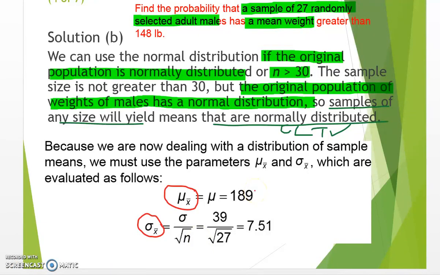So let's continue. As we just mentioned, the central limit theorem applies here. Therefore, the mean of the sample mean would be the same as the population mean, in this question 189. And the standard deviation of the sample mean is going to be sigma over root n, based on the formula that we talked about before, which is going to be 39, the population standard deviation, divided by the square root of the sample size. We're assuming 27 people in a sample, so n will be 27. By doing that, you get 7.51.